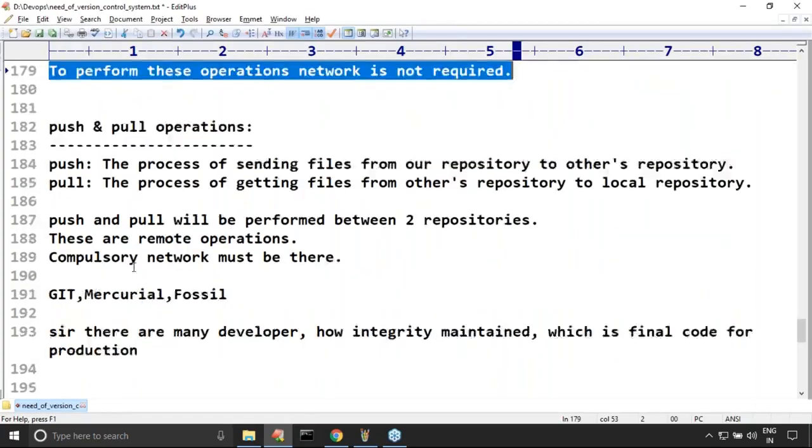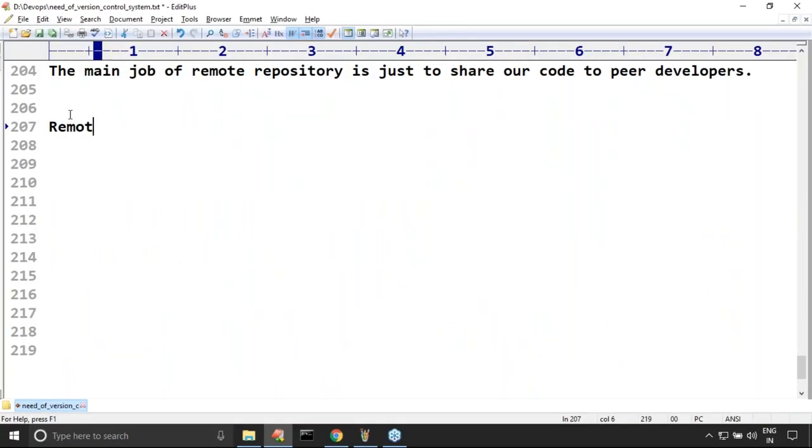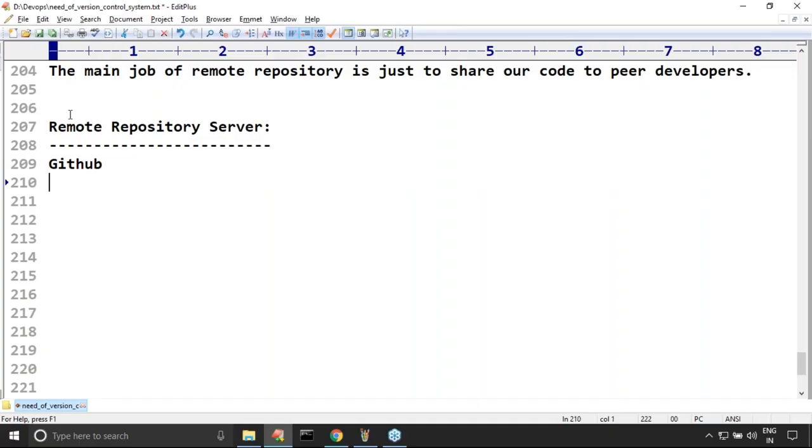Can you please give any example for remote repository servers? Remember this one, remote repository server. Any example for that? Yes, sir, the people who are already working having the idea. The best examples of a remote repository server are GitHub, GitLab, and Bitbucket. Next, cloud platforms, where you can store anywhere. This is it.